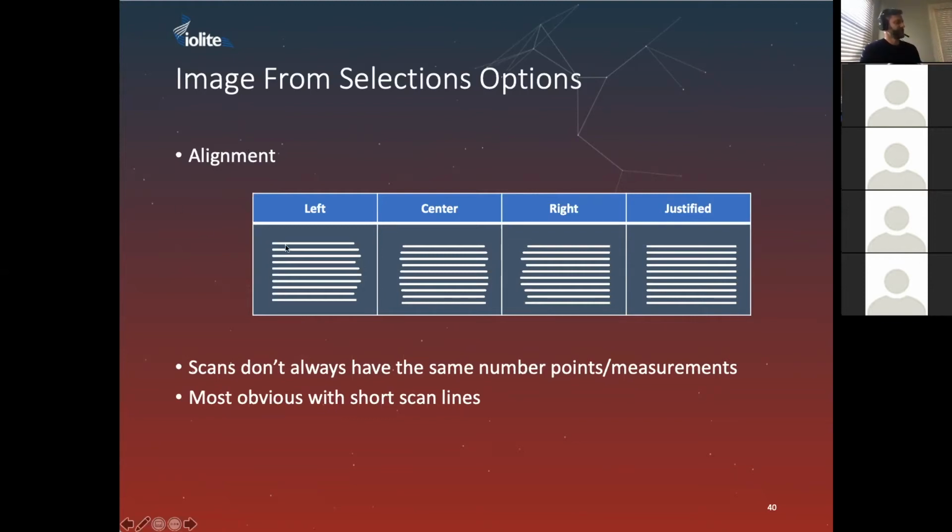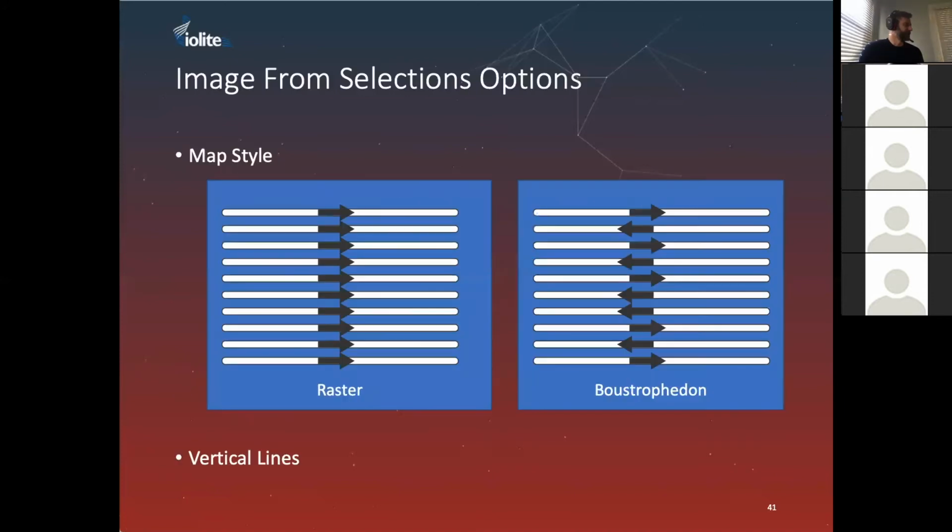If that is the case, you can choose how you want to align them. You can have them left aligned, so all the scan lines are aligned on the left. You can align them so their centers are aligned, or they're right aligned, or you can click justified, in which case it'll interpolate the data so that every scan line has the same number of data points as the longest scan line. That's the justified option there. And as I mentioned, you probably won't see that unless you have very short scan lines.